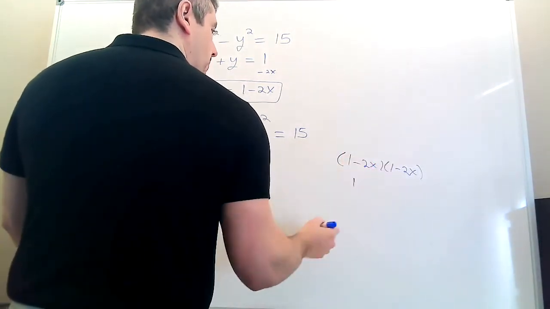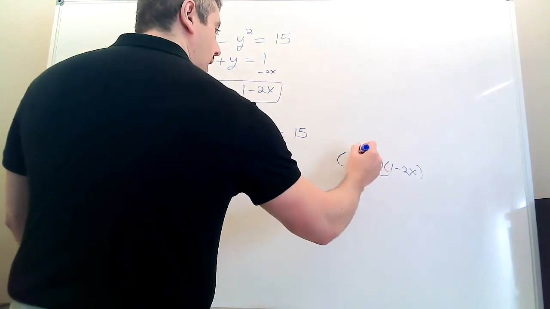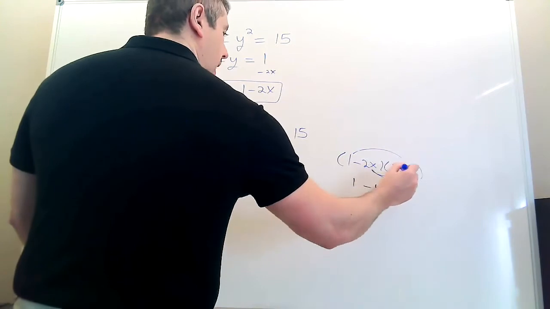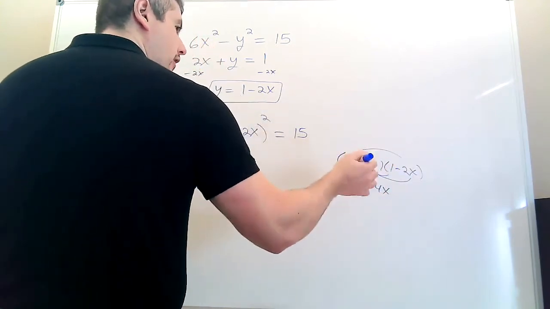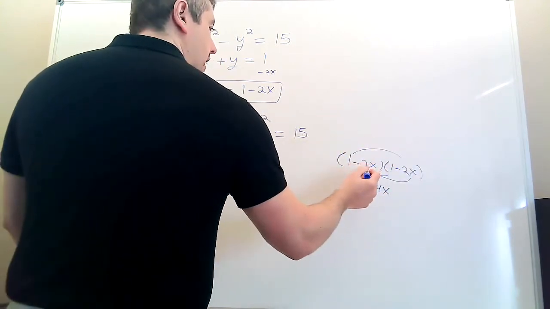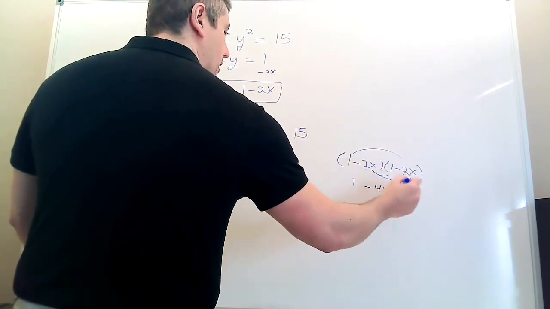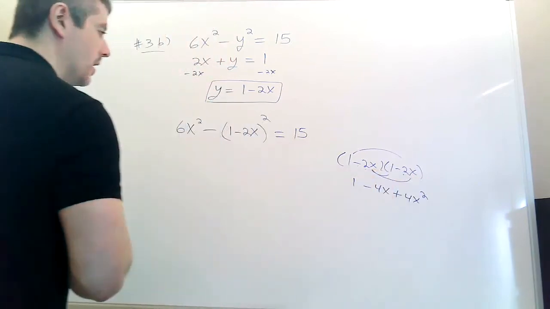1 times 1 is 1. In the middle, you get negative 2x. On the end, you get negative 2x. That's negative 4x. And then when you multiply the last, first, outer, inner, last, you do your FOIL. Negative 2x and negative 2x is positive, right? Negative 2 and negative 2 is positive 4. And then x and x is x squared.